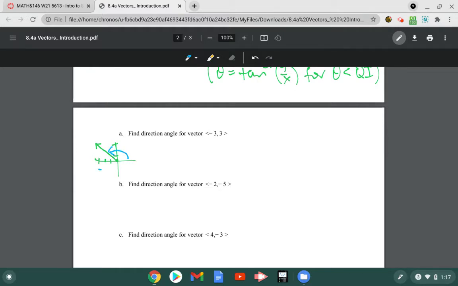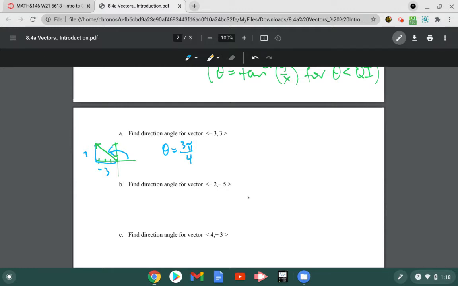Well, I've got -3 and 3. I have myself a 45, 45, 90 triangle. I know that this is going to be a multiple of pi fourths. So without really doing any additional work, to get to that angle is going to be 3 pi fourths.